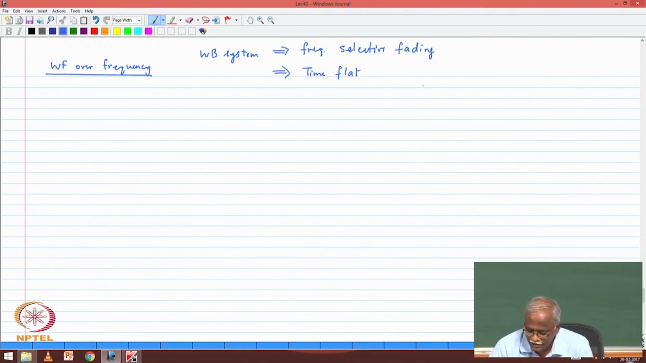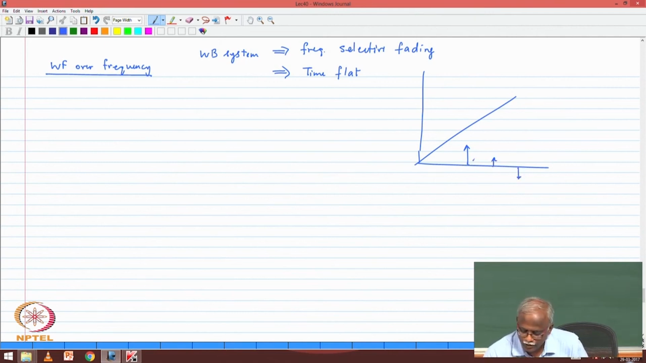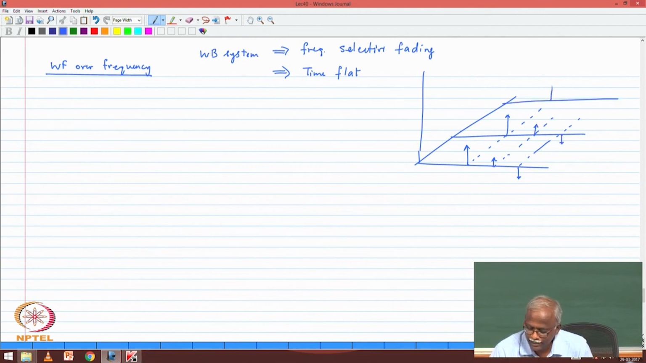Now how does such a channel look? I have the 3-dimensional axis. Frequency selective fading means there are multipath components, correct? And if I look at it across time, there is no change. The multipath components are remaining the same. So the first tap remains the same value, second tap remains the same value, third tap remains here. I look at it beyond some point, again same framework I obtain. So this is a frequency selective fading channel, but it is time flat because nothing is changing as far as time is concerned.